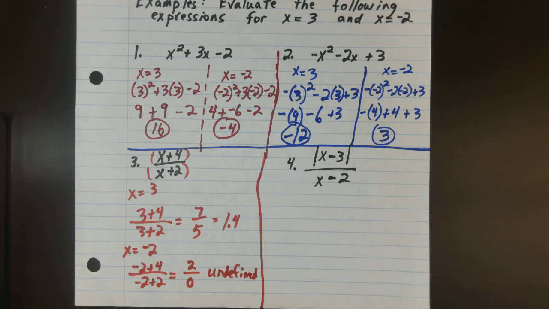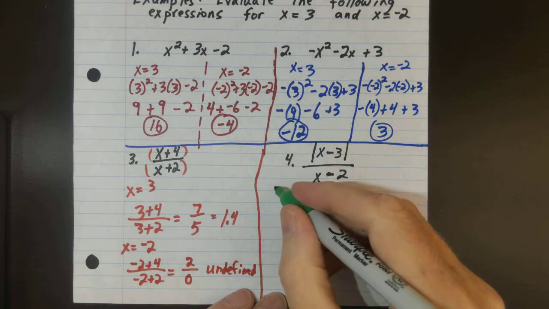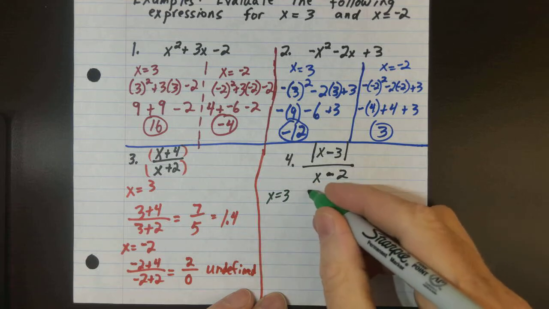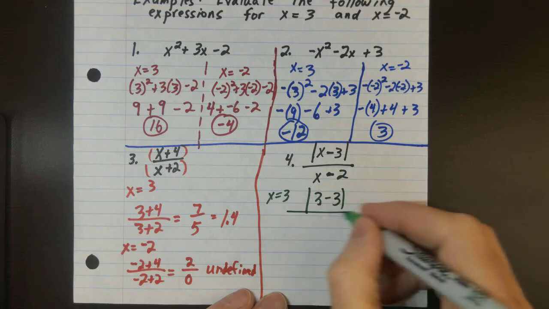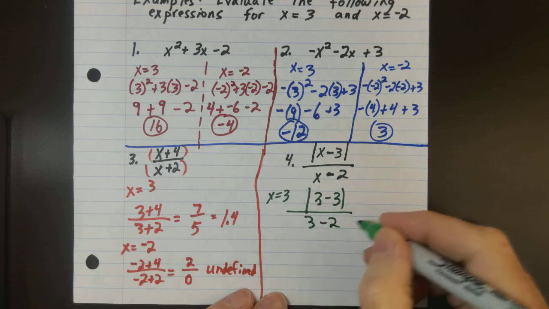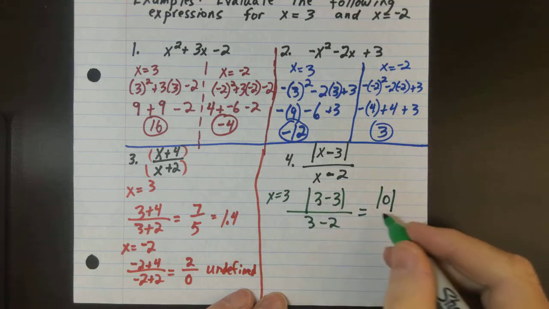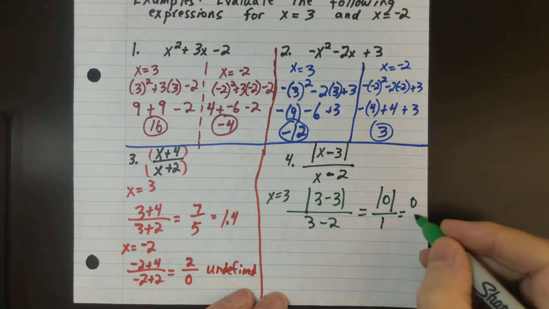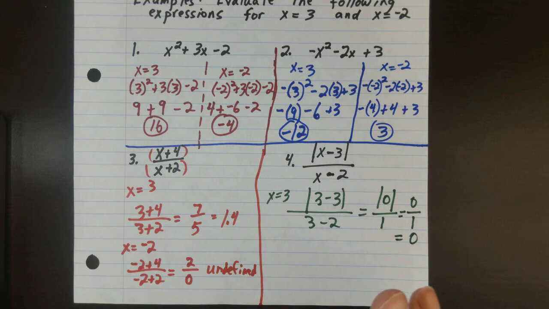And last but not least, I've got for x equals 3, I've got the absolute value of 3 minus 3 over the absolute value of 3 minus 2. And that's the absolute value of 0. So do the parentheses, but keep the absolute value, and 3 minus 2 is 1. You can do absolute value of 0 is 0, and that gives me 0.